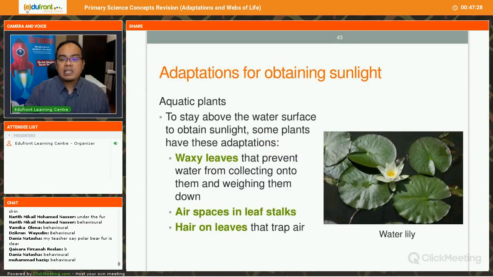Aquatic plants are plants that live or grow in the water. Like this water lily, it stays above the water surface to obtain sunlight. It also has waxy leaves that prevent water from collecting on them and weighing them down. It has air spaces in the leaf stalk. Air spaces help them float on water, and it also has hair on the leaf that traps air. Okay, so this is the adaptation for aquatic or water plants.